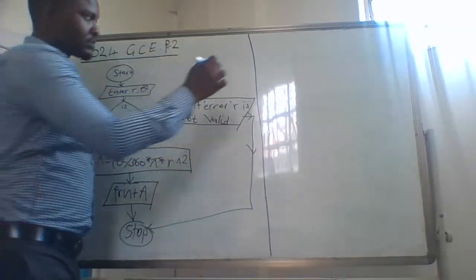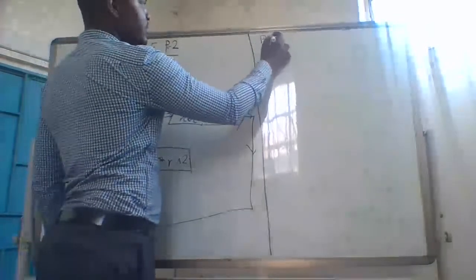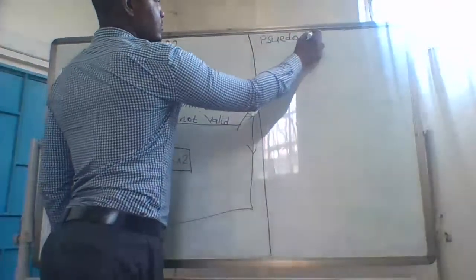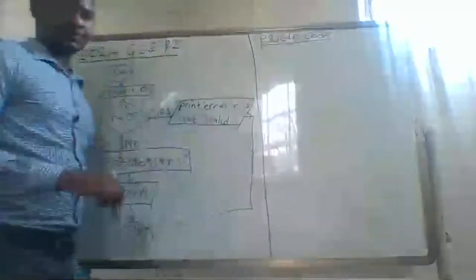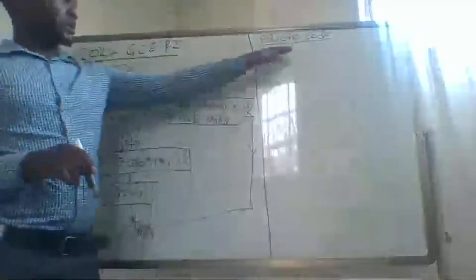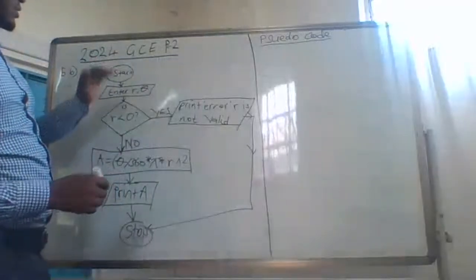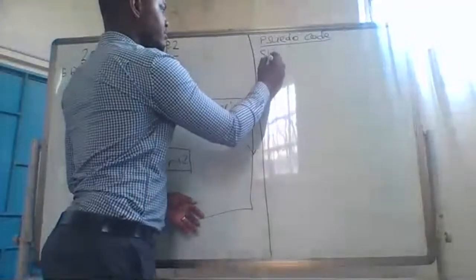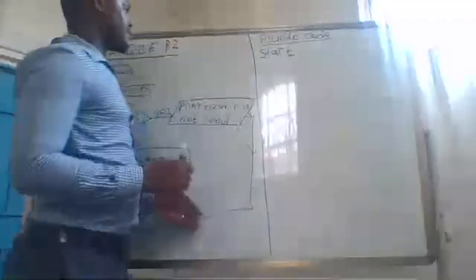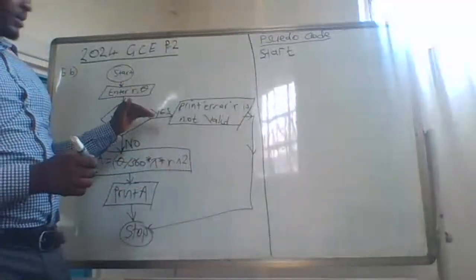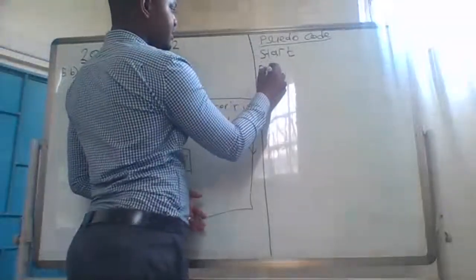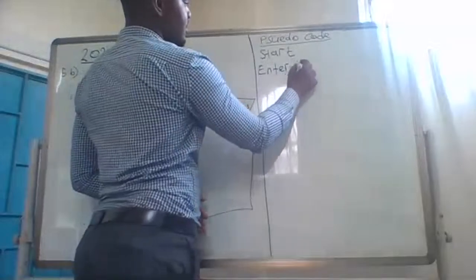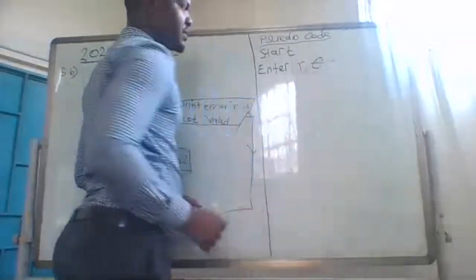Write the pseudocode. I'm going to write here, pseudocode. It's a little bit bright with the window here. So we have to start the program. So you start. Then you enter R and theta. That is exactly what you have to write here. So you enter R, also theta.